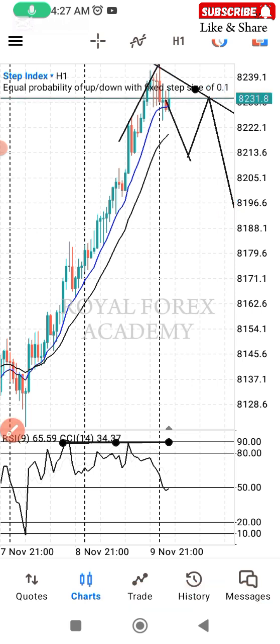And then there is a question in the comment section about step index. In the subsequent video, I'll be doing depth analysis on step index and how you can find entry. I believe you have learned something new.